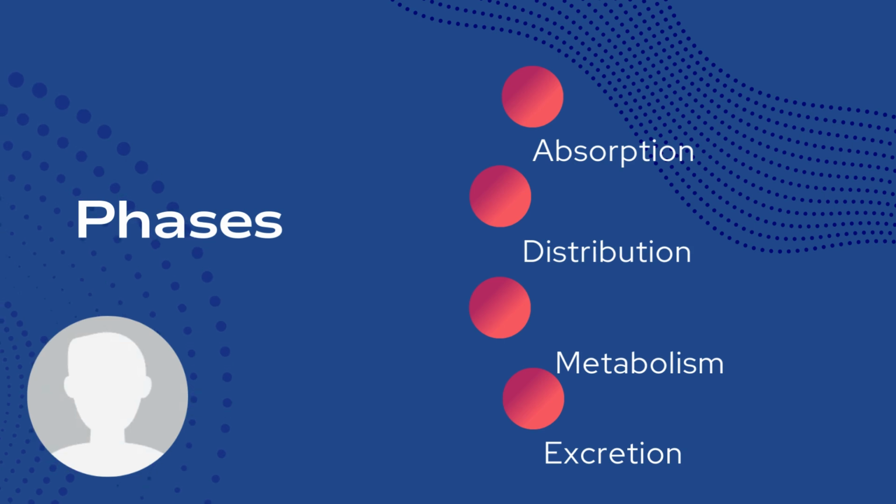It's important to understand that as medication moves through the body, it undergoes a series of biochemical processes. These processes include absorption, distribution, metabolism, and excretion, or simply ADME. These four processes represent the key phases of pharmacokinetics. Keep ADME in mind as we explore each phase in detail.